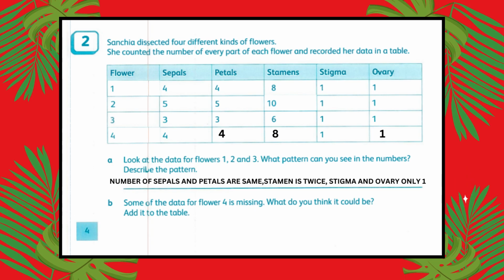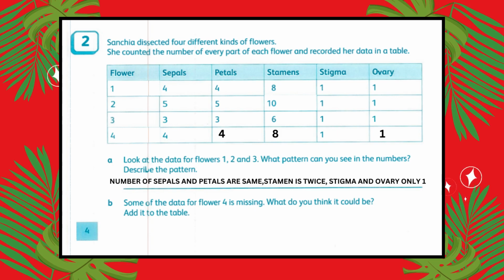A. Look at the data for flower 1, 2, and 3. What patterns can you see in the numbers? Describe the pattern. So actually 4 plus 4 plus 8, 1 plus 1. So you can see the number of petals and sepals are the same. Stamen is twice, stigma and ovary 1.